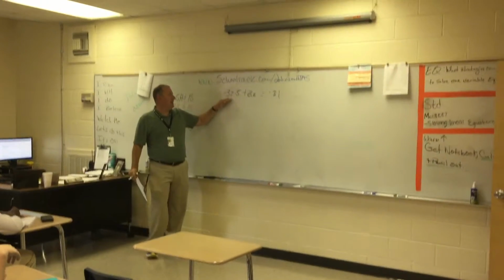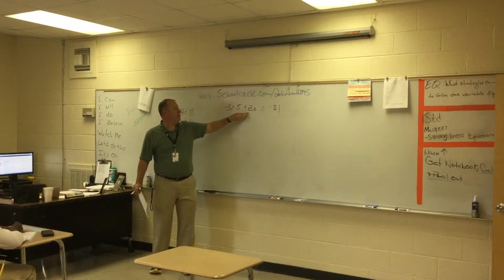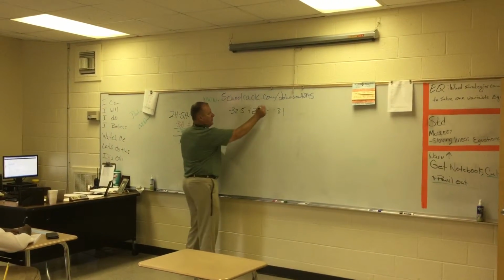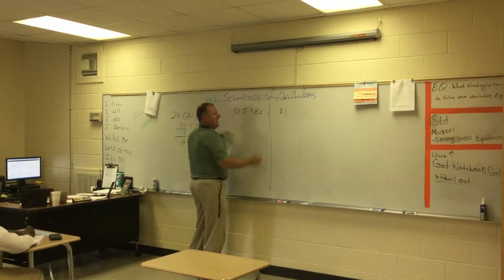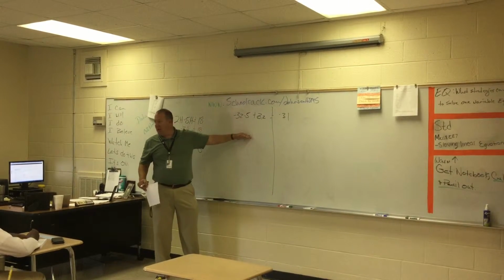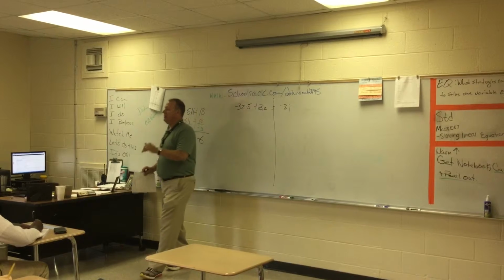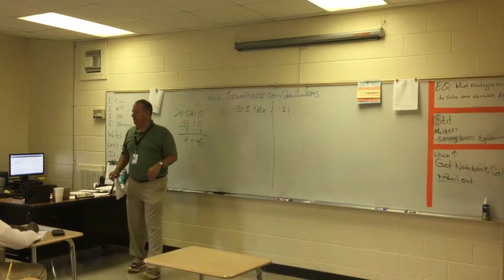I've got negative 3z minus 5 plus a 2z equals 31. All right, now this is kind of set up for us already. I draw my line down right there. I want my variable on one side, I want my number on the other, because the object of this game is to get the variable by itself, okay? Y'all remember that game?